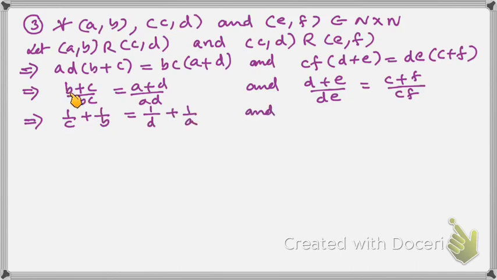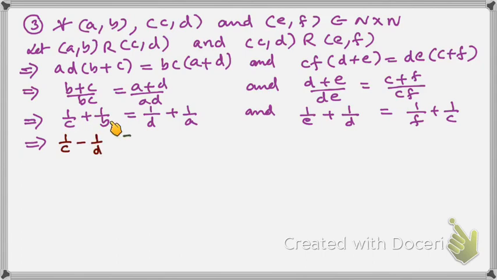When I divide them separately, B by BC gives me 1 by C. C by BC gives me 1 by B. A by AD gives me 1 by D. D by AD gives me 1 by A. And you can see that I did the same thing with the other one, divided separately. Now try to put C and D together on one side. So I bring 1 by D to the left side and take 1 by B to the other side. So I have C and D together on one side. And I do the same thing with the other one as well.